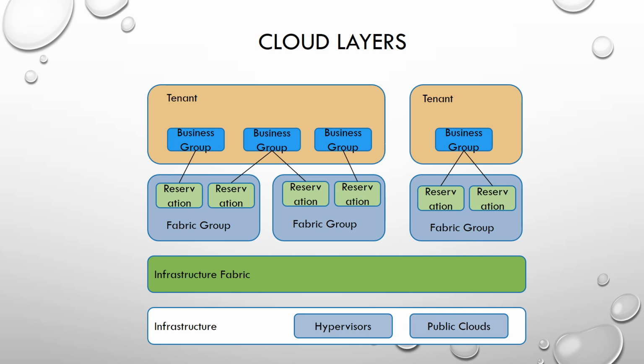Finally, if we were to compile all of the layers discussed in this tutorial, this is how a complete picture will look. At the bottom, we have the infrastructure, which is aggregated in the form of fabric, which is then divided in the form of fabric groups and further divided into reservations for ease of manageability. Then we have the logical segregations called tenants, which are divided into business groups, and the reservations that were created earlier are attached to them.